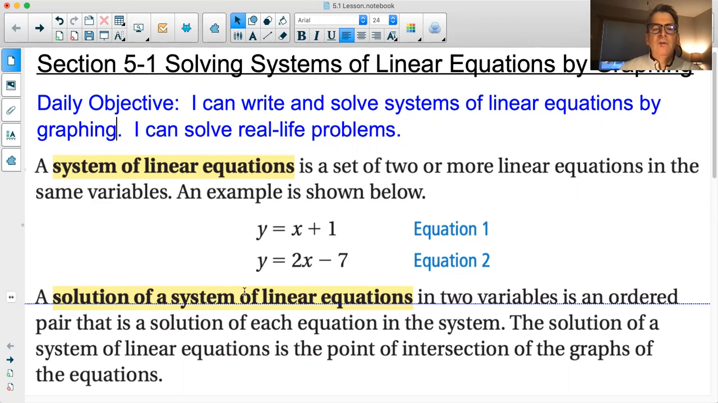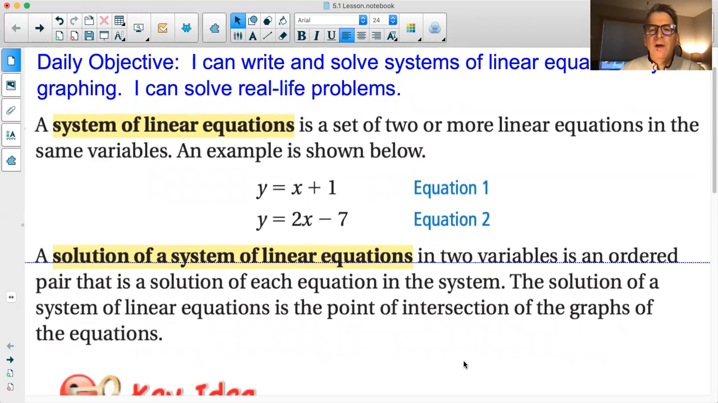Now, what is a solution? A solution of a system of linear equations in two variables is an ordered pair that is a solution of each equation in the system. So the solution of a system of linear equations is the point of intersection of the graphs of the equations.